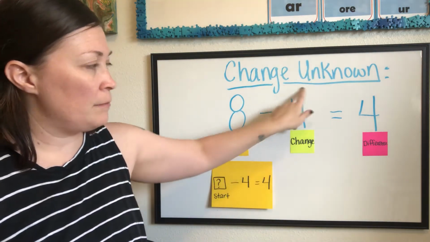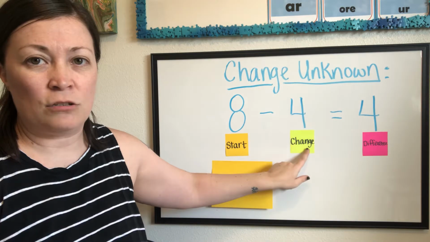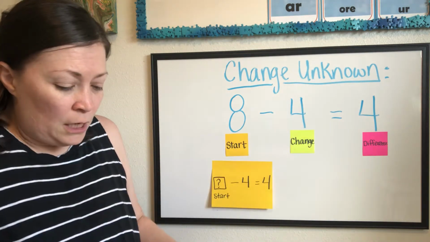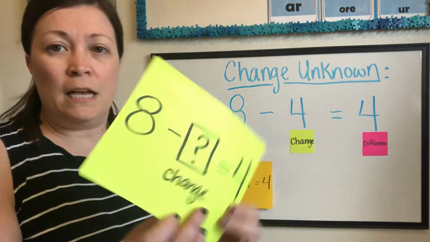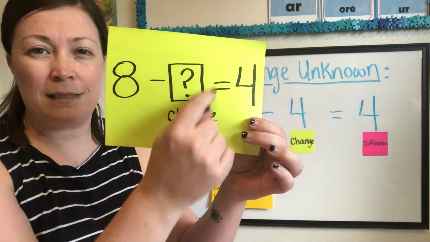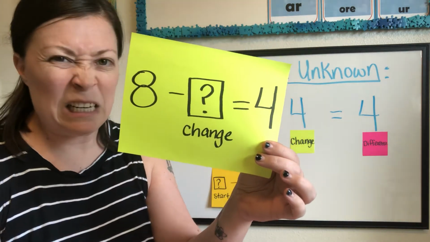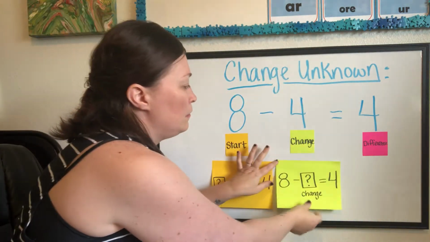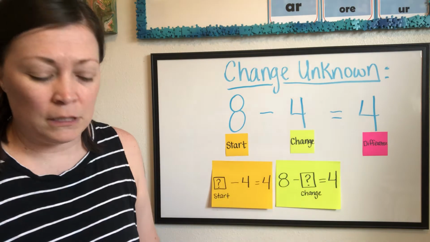So this next number in your equation is the change. How is this number going to change? That's what we mean by change unknown. That second number, we're not going to know what it is until we solve the problem. So that's what a change unknown problem looks like.